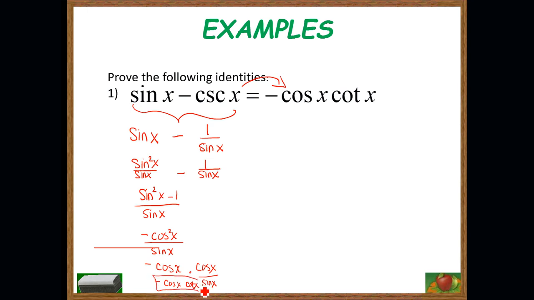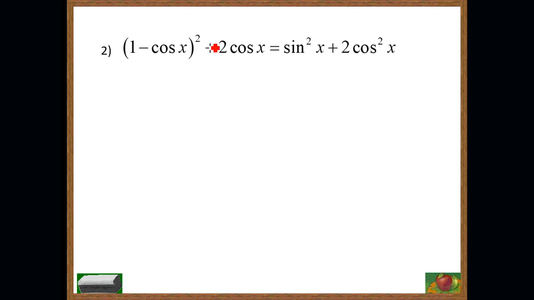I have proven that the left side here is in fact equivalent to my goal up there, my right side. So you manipulate one side to try to get it to look like the other. In many cases, this is not the same thing as simplifying. We might have to keep in mind our end goal, but we don't want to just go through simplifying the whole thing. Okay, let's look at number 2 here.